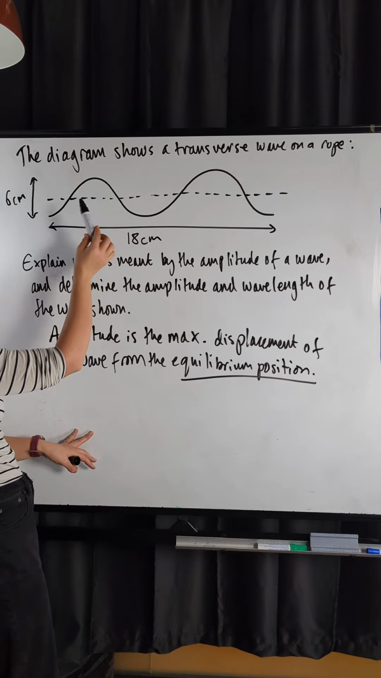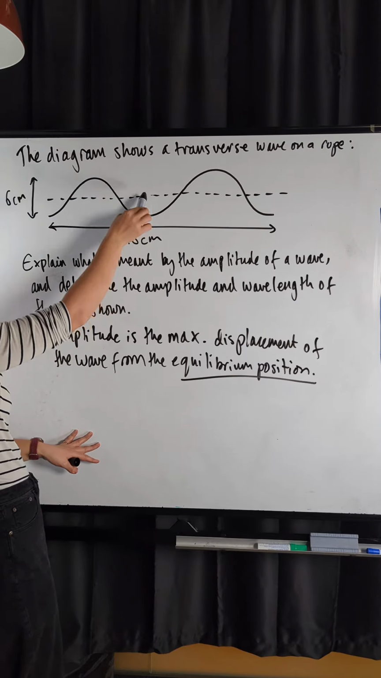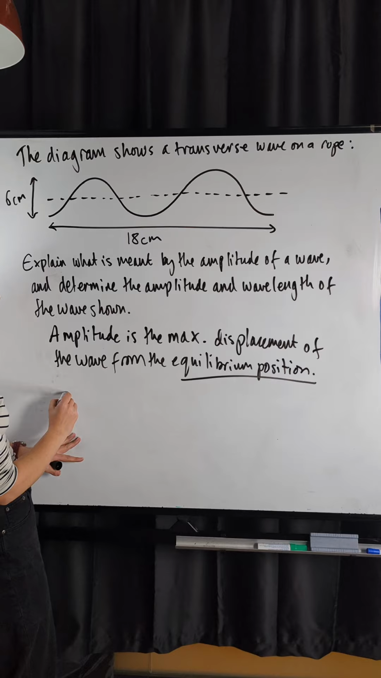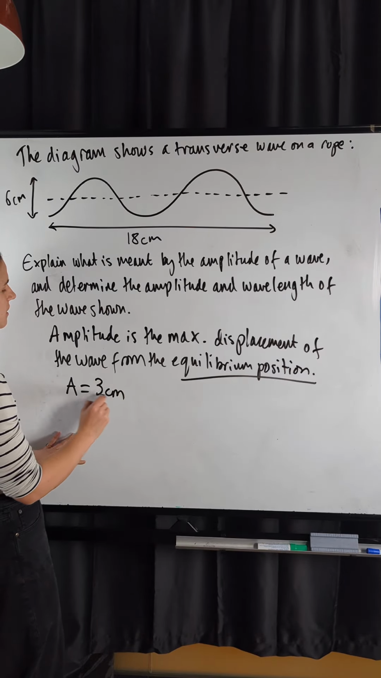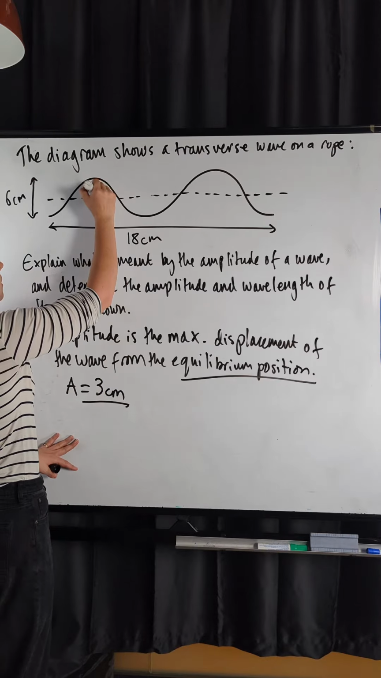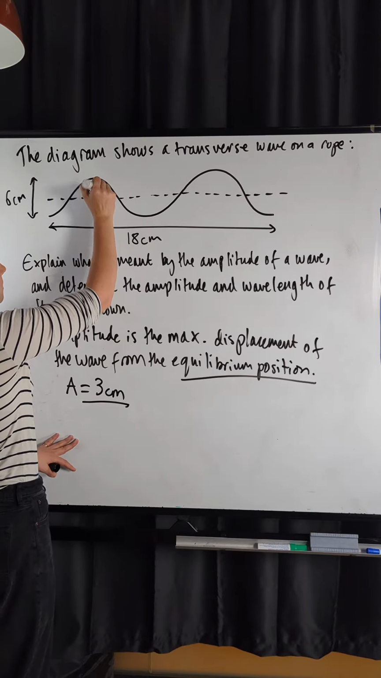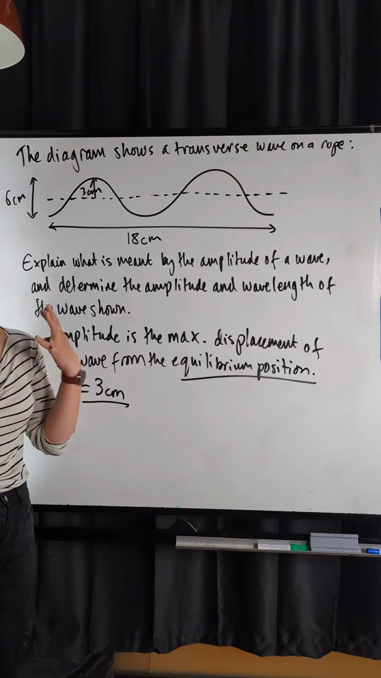Now, waves are symmetrical, with the same distance up as it is down, so I'm going to take my 6, divide it by 2, and I'm going to get the amplitude is 3 centimetres, because that bit there would be 3 centimetres, and that would give me my amplitude.